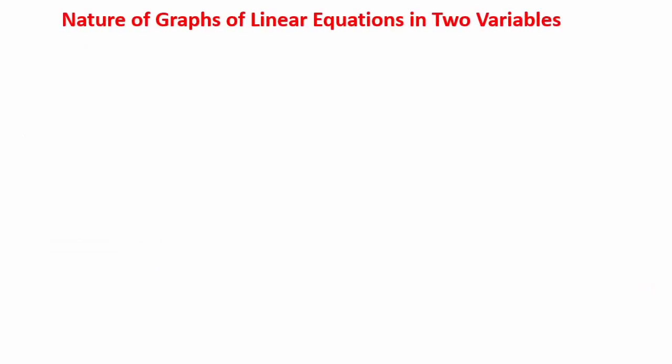Next we shall discuss the nature of graphs of linear equations in two variables. Here we are going to discuss the nature of graphs. Means if you draw the graphs of linear equations, how it will be, whether it will be intersecting somewhere, or it will be parallel lines, or it will be overlapping or coincident lines. That is what we are going to discuss here. But here the speciality is we are not going to draw any lines or any graphs. Without drawing the graphs, how will we be able to identify the nature?